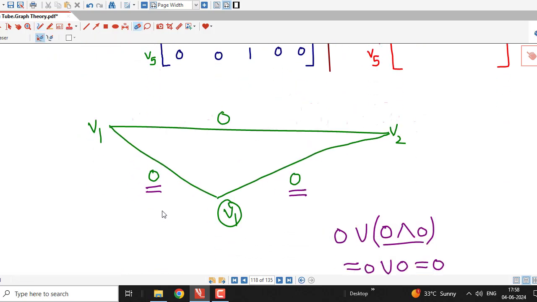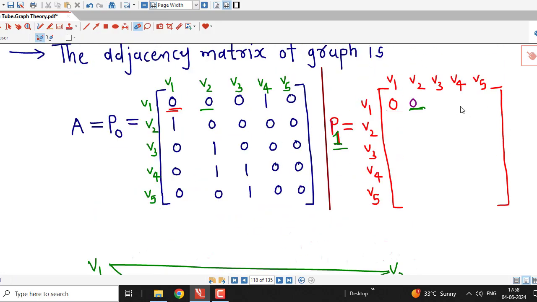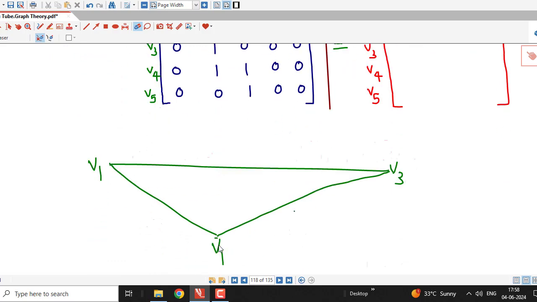Now suppose I am interested in the entry corresponding to V1 to V3 in P1. So now I will replace this by V3. This is always fixed for P1. If I am writing P1, here I will write V1. If I am writing P2, here I will write V2. If I am writing P3, here I will write V3. So this vertex is always fixed. Now I am interested in the entry corresponding to V1, V3. So now I am clear. Here I write V1, here I write V3, and here I write V1.